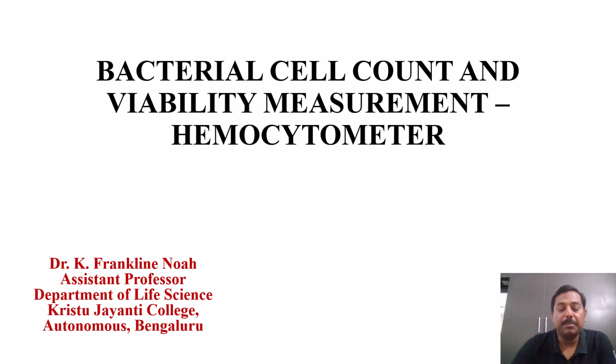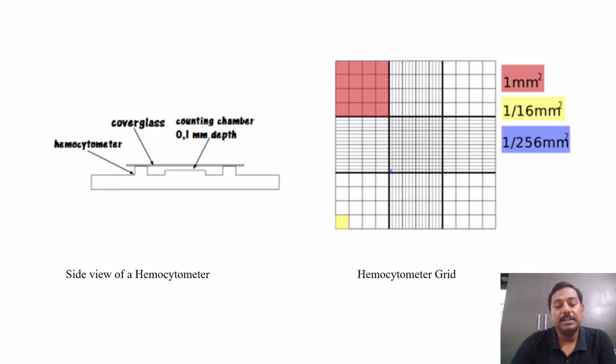Good morning. Today we'll be looking at bacterial cell count and viability measurement using a hemocytometer. This is a side view of a hemocytometer, and we have already placed a cover slip on top of one of the chambers. There are two chambers in a hemocytometer and we only use one of them to load the sample. The reason for placing a cover slip on top of the chamber is to create a defined volume.